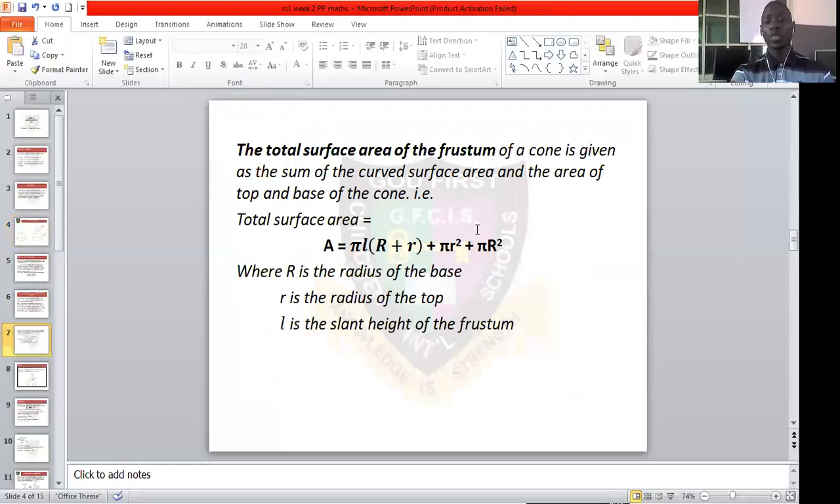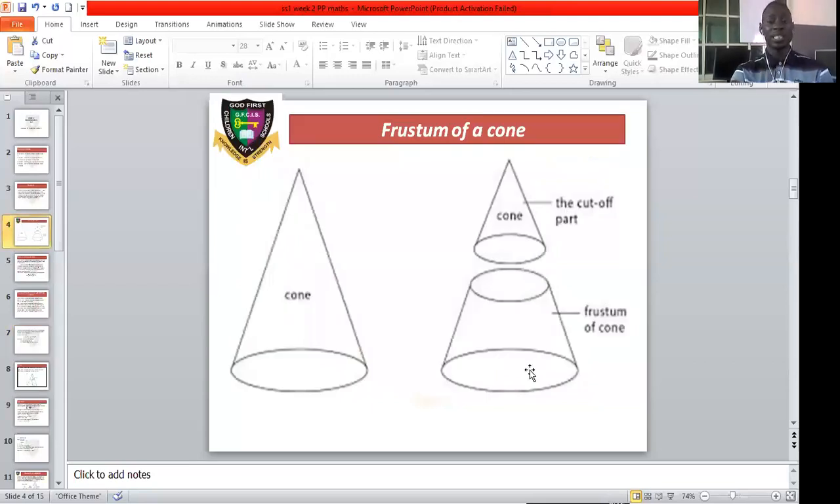The total surface area of a cone is given as the sum of the curved surface area and the area of the top and the base of the cone. The base, we call the bottom also. The area of the bottom of the cone is a circle, given as pi R squared. The top is also a circle, given as pi r squared. The only difference is that we consider the radius to be a smaller r and the capital letter R. Capital letter R indicates the radius of the larger cone, while small letter r indicates the radius of the smaller cone.